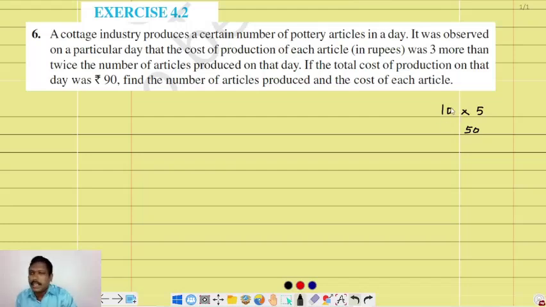See, number of articles is 5 and the cost of each article is 5. Number of articles is 10 and the cost of each article is 5. Then the total cost will be what? 90. So here also we can consider like that.